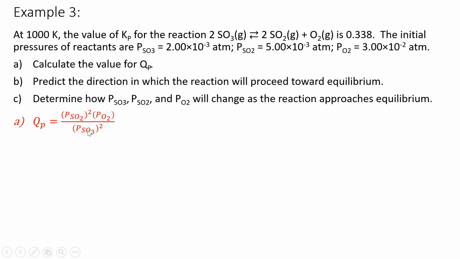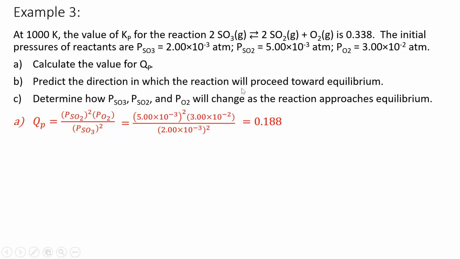Well, we have the values for all of those pressures, so we just plug them into the expression. 5.00 times 10 to the negative third is the pressure of SO2. 3.00 times 10 to the negative 2 is the pressure for oxygen. And then the pressure for SO3 is 2.00 times 10 to the negative third. I literally plugged it into this equation, so I'm going to square this, multiply by this, divide by this squared. Make sure that you're following your order of operations or using parentheses in your calculator to make sure that this is done correctly. You should get 0.188, and don't forget that K and Q do not have units. It's just a number, 0.188.